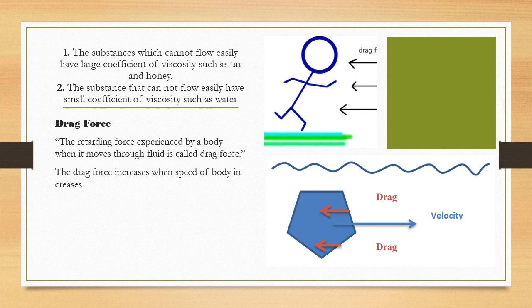Here the pictures show the viscosity. The substances which cannot flow easily have a large coefficient of viscosity, such as tar and honey, and the substances that can flow easily have a small coefficient of viscosity, such as water. In the picture you can see the air is providing a drag force on a person that is moving forward. So the drag force means the opposite force provided by the airflow.